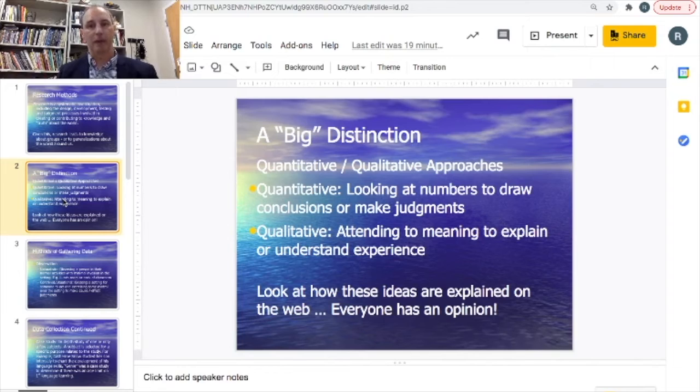The qualitative method is when you're looking at the phenomenon, but you want to keep all the nuances and intricacies involved in it, and you want to try to understand that phenomenon in its wholeness. You want to attend to the meaning or explain and understand the experience for itself. It's aimed at understanding in that sense.